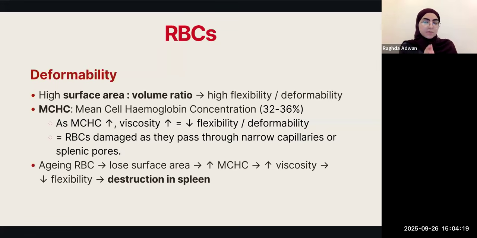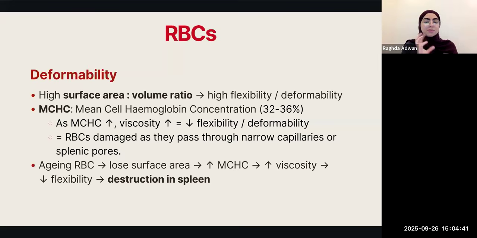And as the concentration of hemoglobin increases, it becomes more viscous, it becomes more thick because hemoglobin is the protein that is thickening it up. So now the viscosity of the red blood cell increases. And if its viscosity increases, it becomes thicker. Obviously, naturally it would become less flexible and less able to deform itself and squeeze through capillaries.